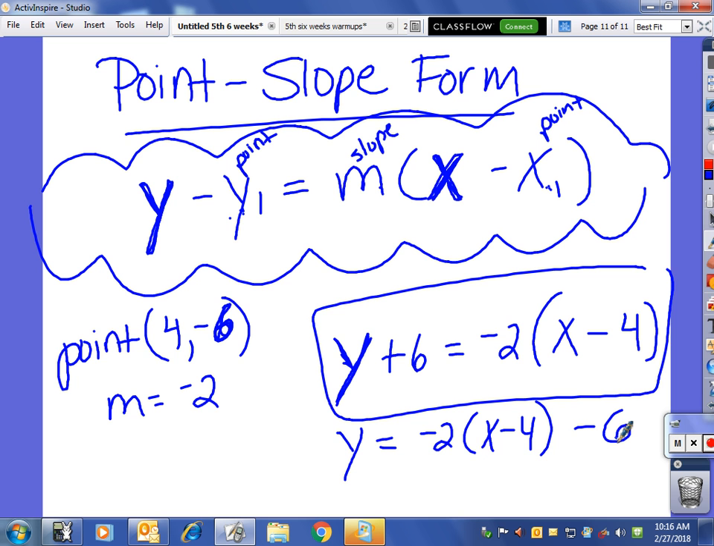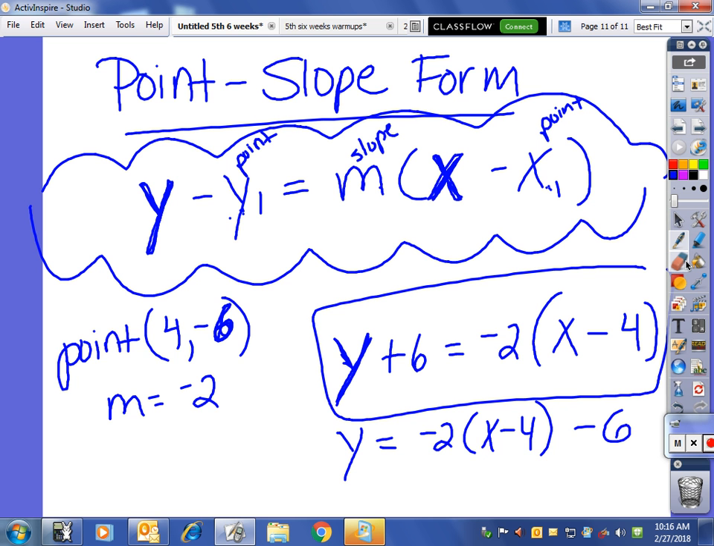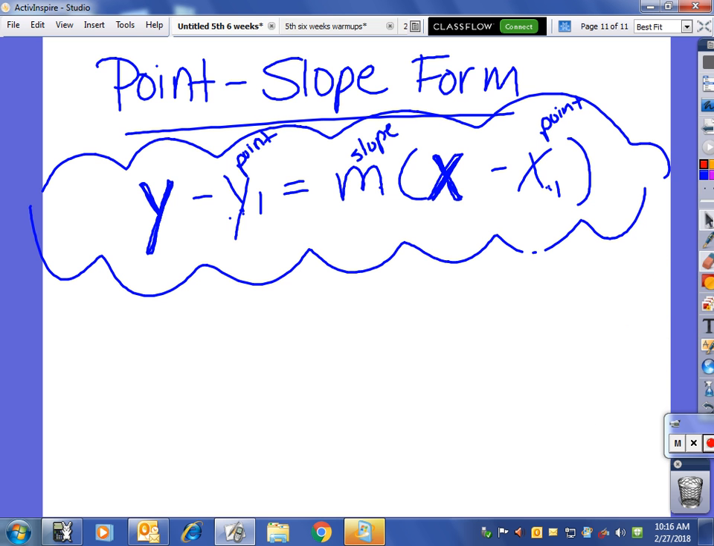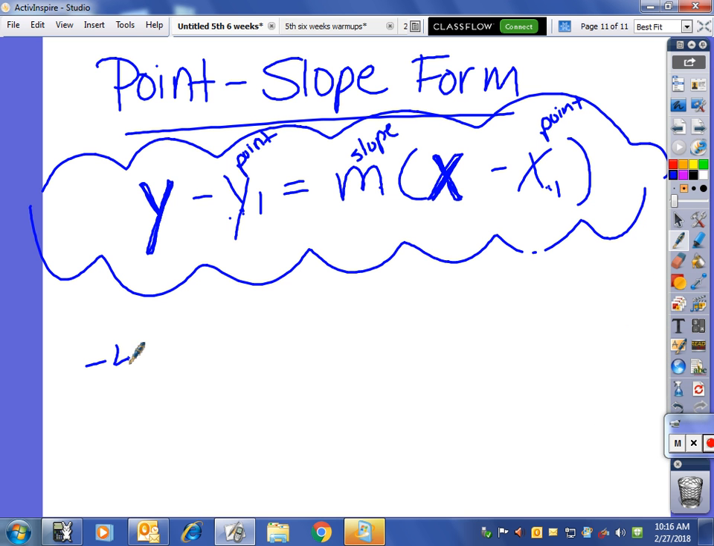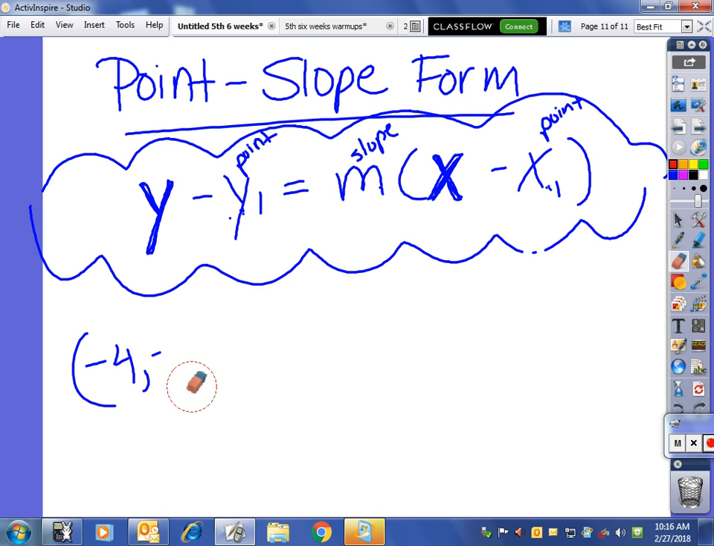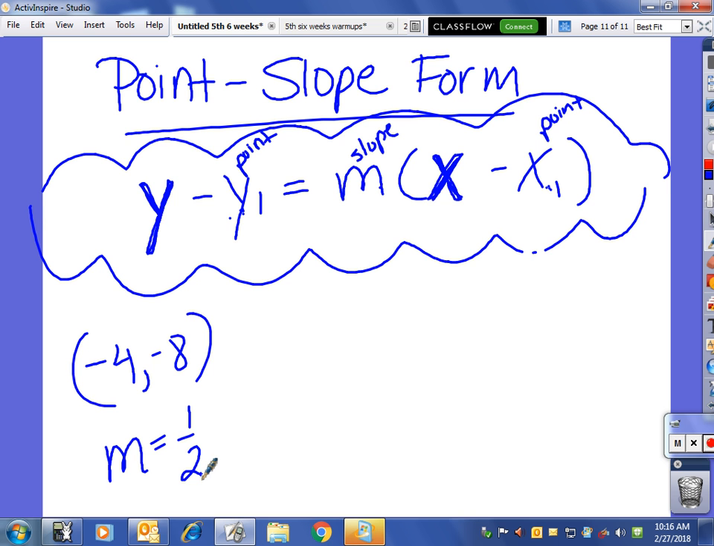All right, let's do just another real easy one, though. I'm going to give you a point and a slope. You write the line in point-slope form. -4, -8 is my point, and 1/2 is my slope. What would that look like in point-slope form?